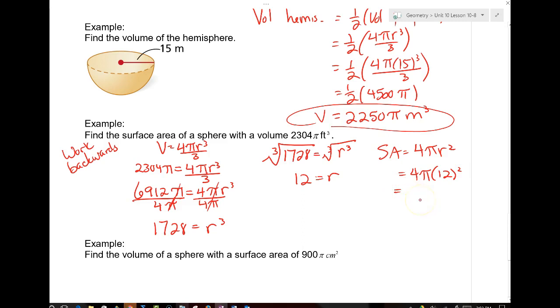So 144 times 4. Okay, good. I was thinking that correctly in my head. So 576. So 576 pi square feet. Isn't that the coolest?